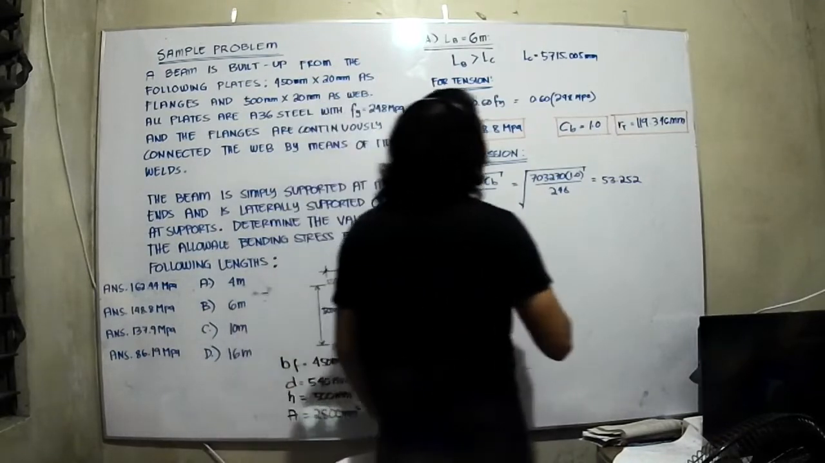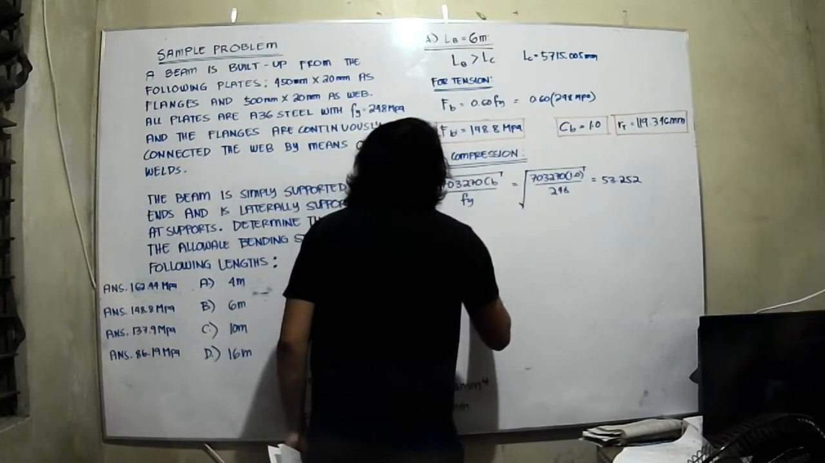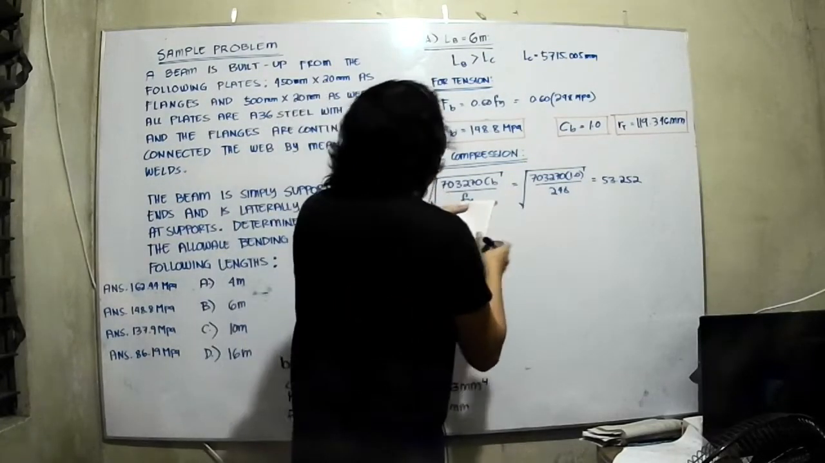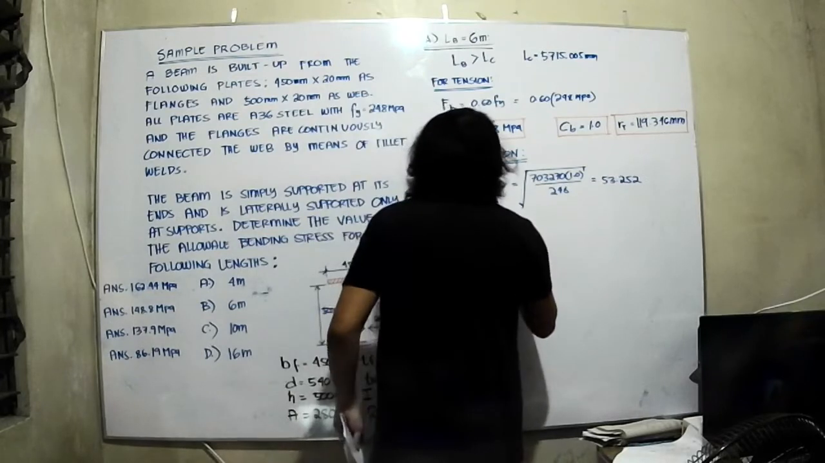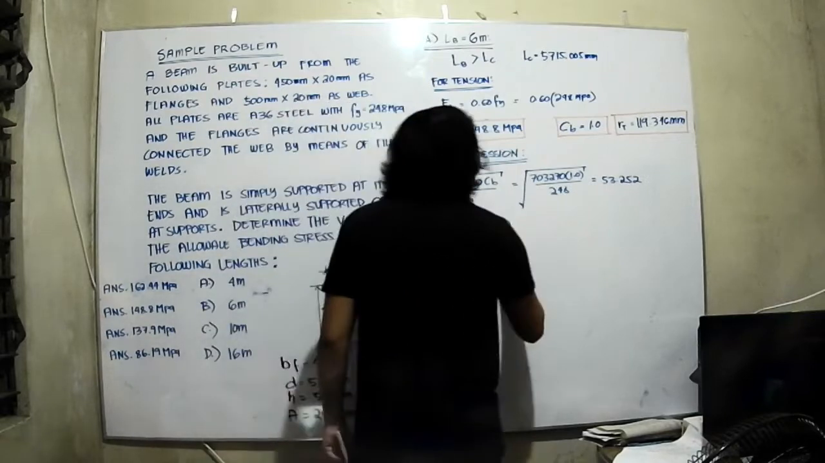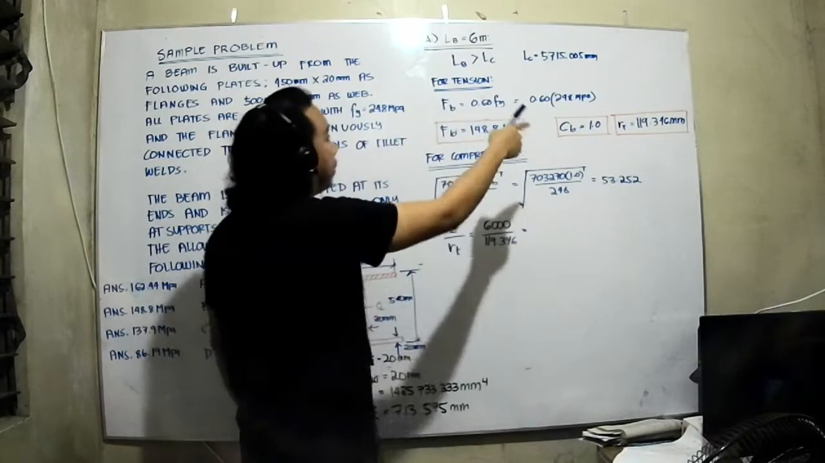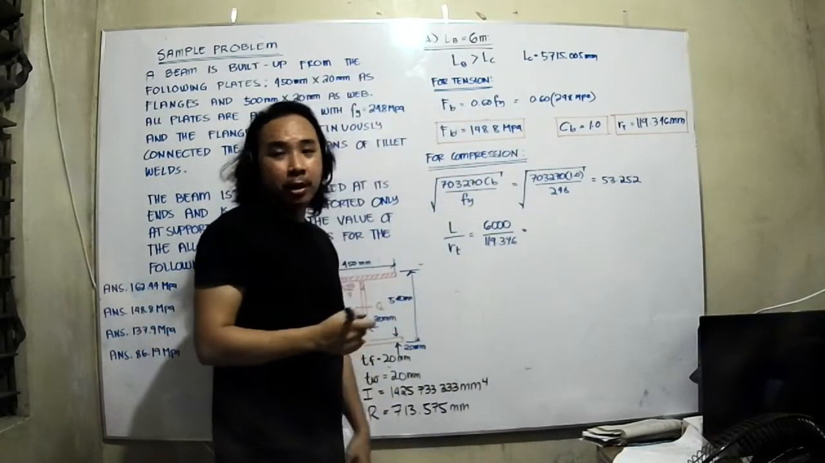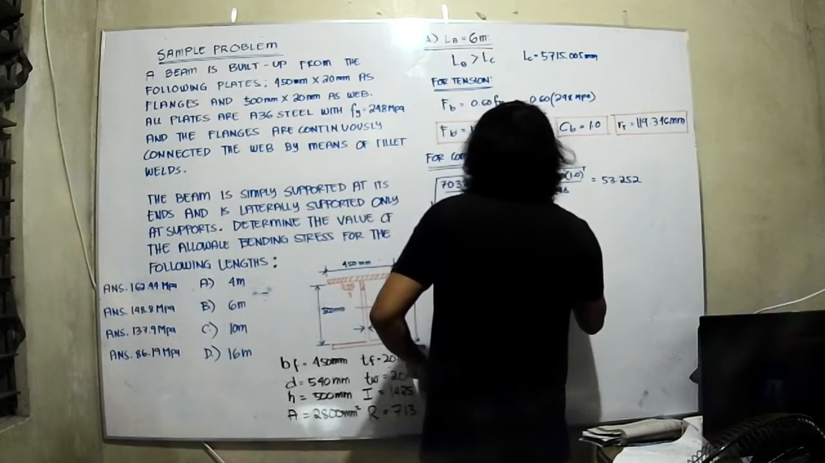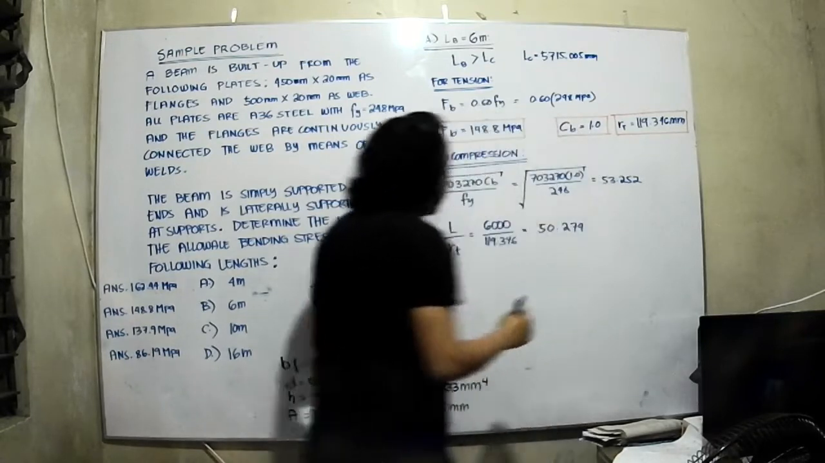So, aside from that, let us solve L over RT. The L we use here is 6 meters, or 6,000 millimeters, divided by our RT, which is equal to 119.346. Both are in millimeters, so the units cancel out each other. That is around 50.274, a unitless number. Okay?